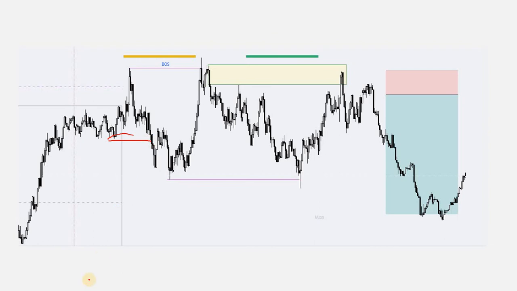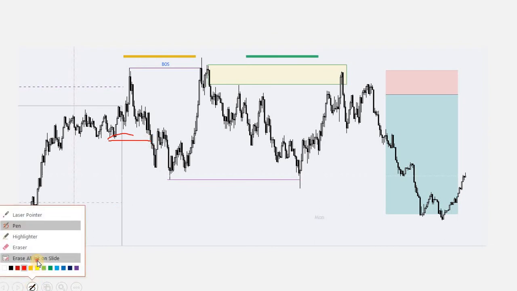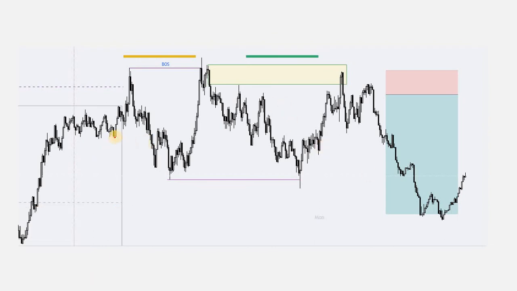Sorry, let me say this. When we see this break of structure here, you can easily set your limit here and expect that this is going to be a strong high. But you can see what happened. Price came, cleared this, traded above this high, and can easily stop you out.